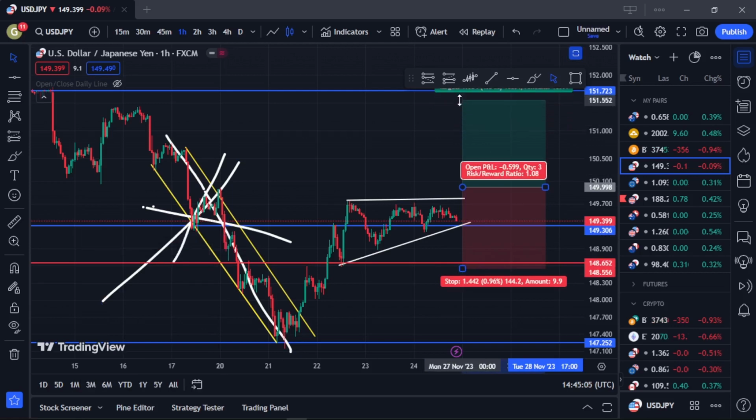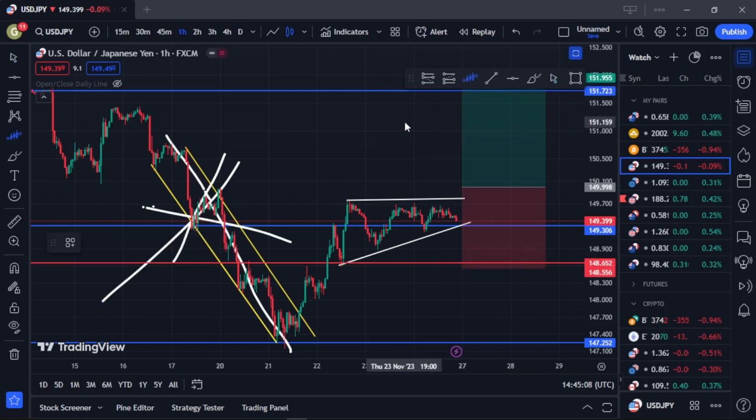And I put my take profit here. Or I can go above a bit because it's an uptrend, so I don't know how far it can move. So I'll simply put this here.